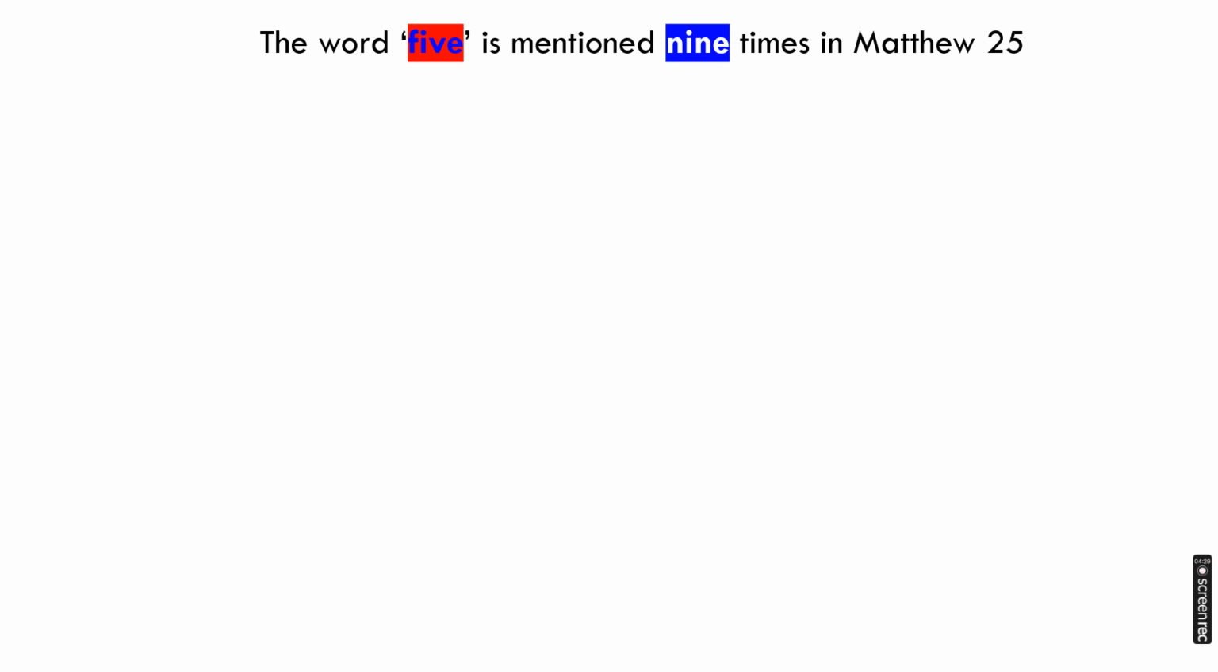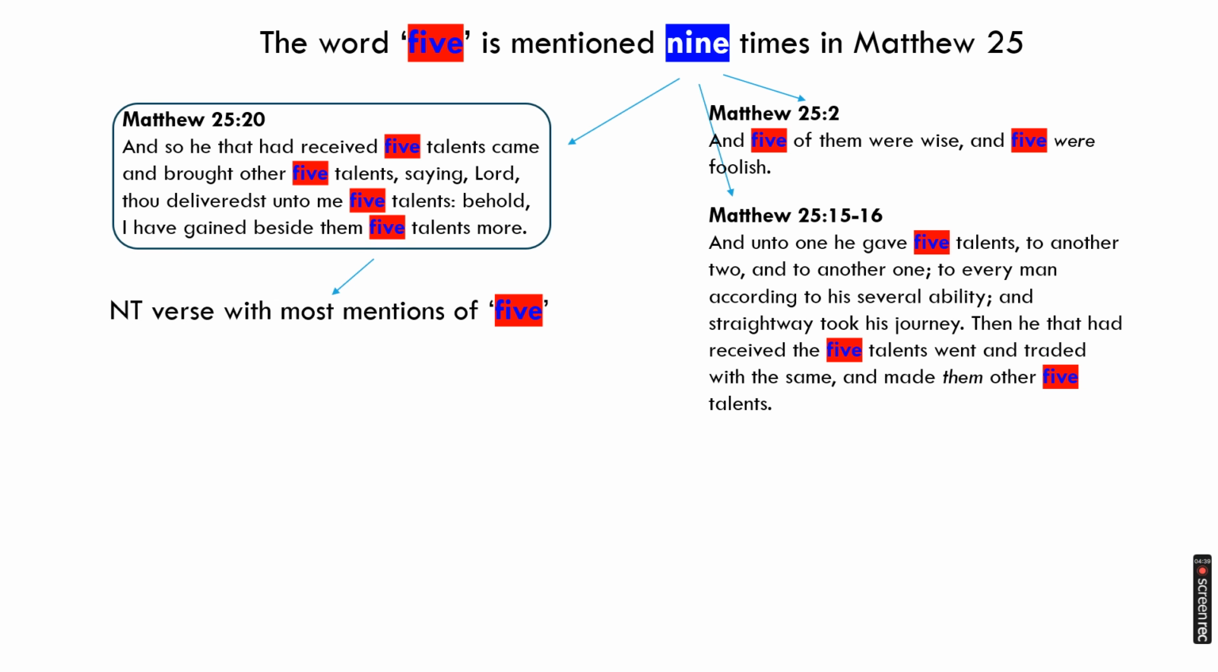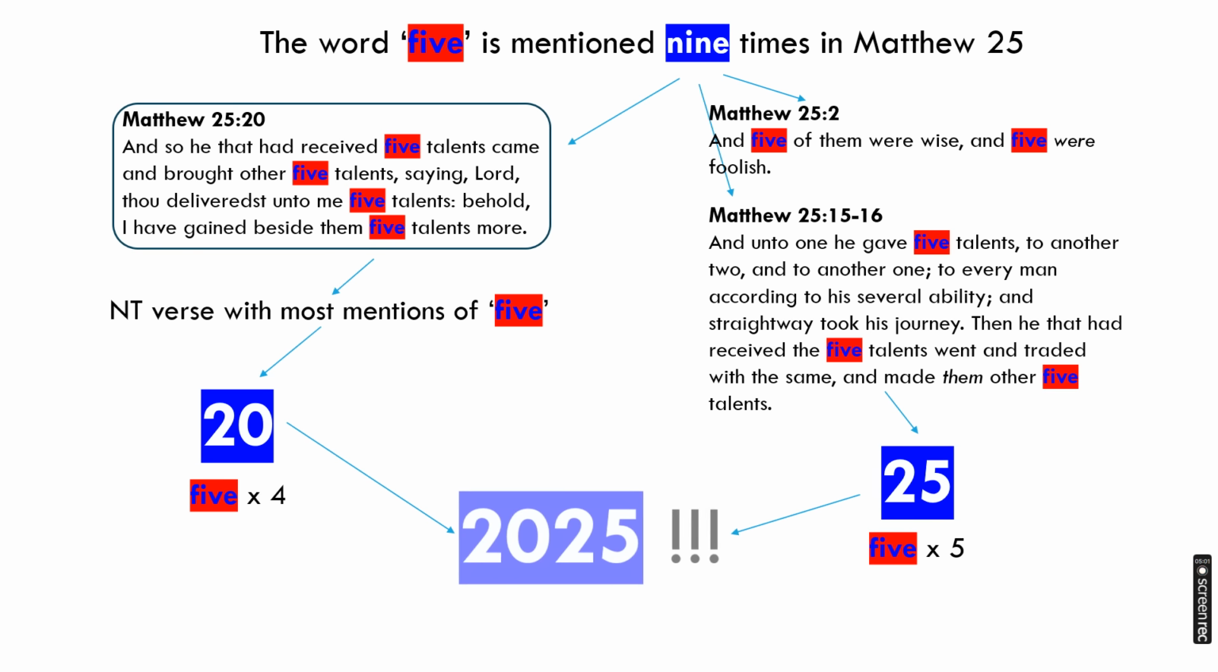The word 5 is mentioned 9 times in Matthew chapter 25. Matthew 25:20 is the New Testament verse with the most mentions of the word 5. 5 times 4 is 20. The 5 fives outside of this verse in this chapter give a value of 25. So 20 combines with 25, we get 2025, the first hidden code of 2025.